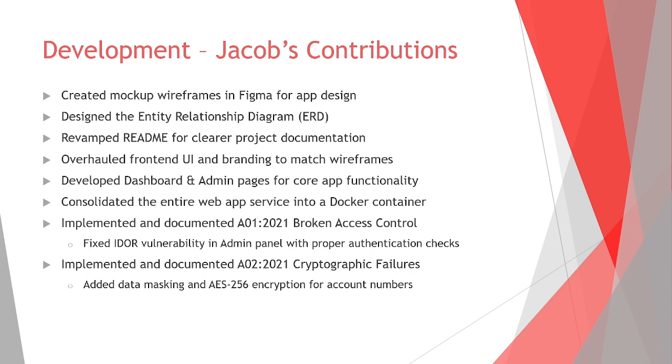From a security standpoint, I implemented vulnerabilities, exploits, and remediation code and documentation for two major OWASP vulnerabilities, A01 broken access control and A02 cryptographic failures. For A01, the admin panel had this broken access control vulnerability as it was accessible through an insecure direct object reference. I secured it by enforcing proper authentication, ensuring only authorized admins can access it.